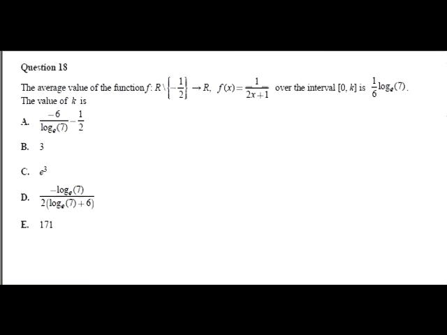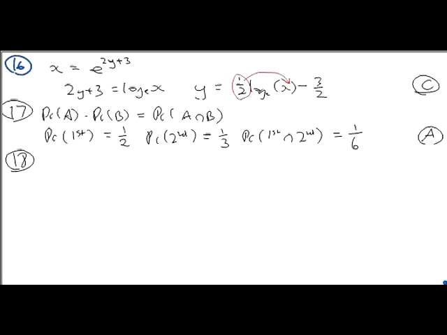Okay. To question 18. Average value of some function. They give you the average value and they want to find the interval. Okay, so you've got some kind of thing to solve, right? So let's write down the equation and start from there.